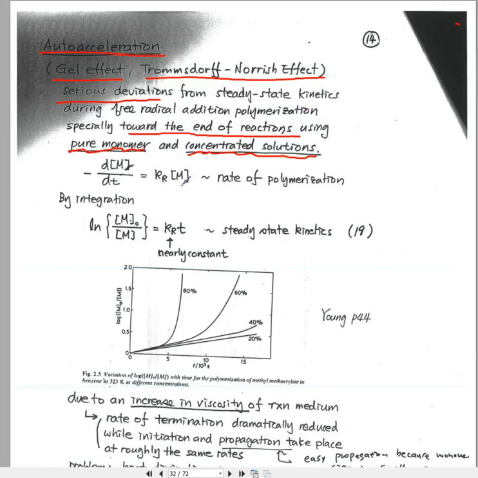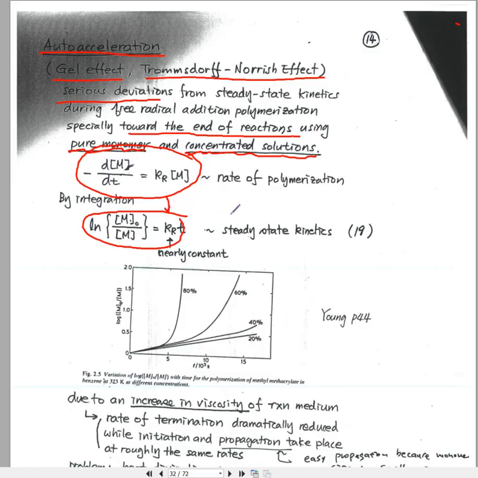We have learned that the rate of the polymerization should follow this equation. The decrease in monomer concentration as a function of time is proportional to the monomer concentration. You remember this, right? This is first order kinetics, and if you integrate it, you get these relations.